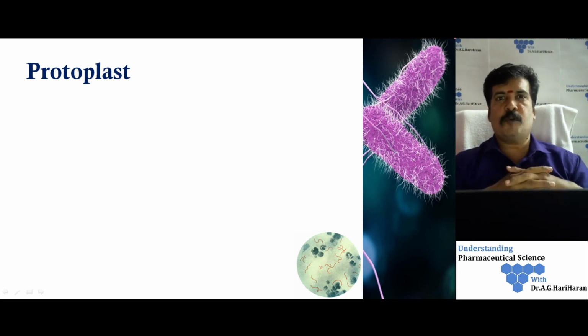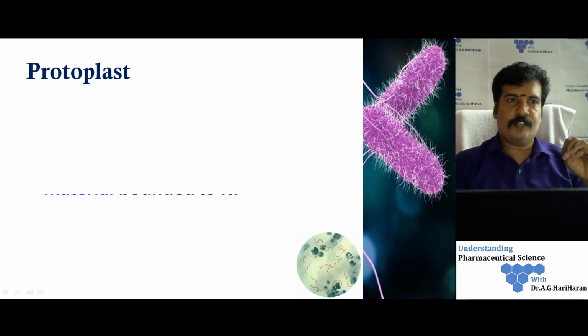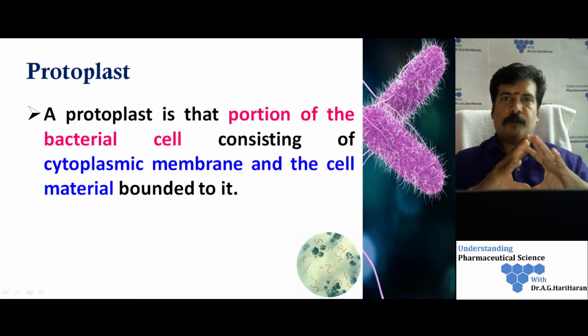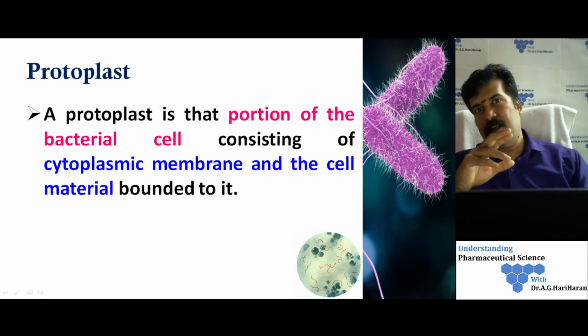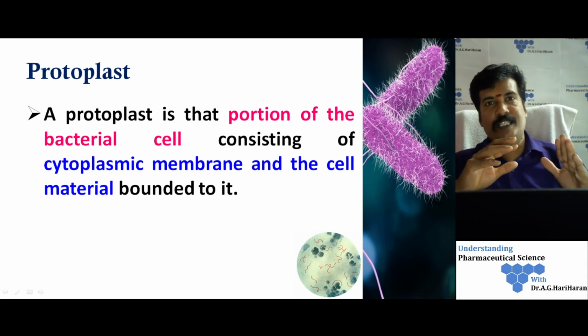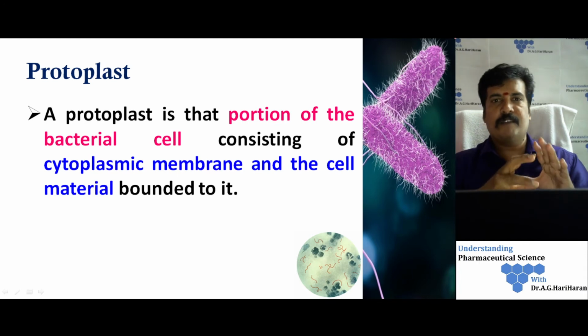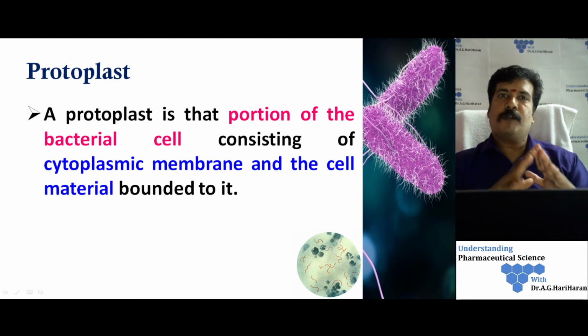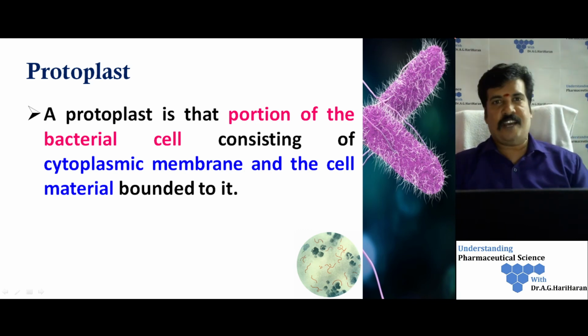So for our studies, we have developed certain structures with only the cytoplasmic membrane and the cell material. We call them protoplast and spheroplast. So let us understand one by one. The first one is the protoplast. So the protoplast is a bacterial form which lacks the cell wall, but it contains only the cytoplasmic membrane and the cell material, that is the cytoplasm and the genetic material, everything will be there. That means a protoplast is nothing but a bacterial cell which does not have a cell wall.